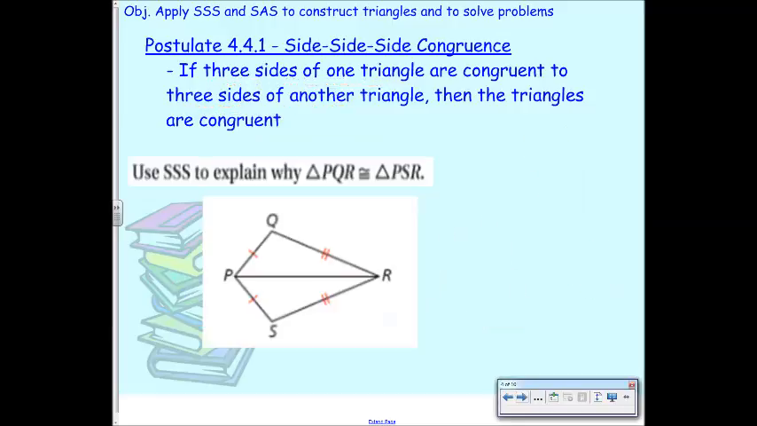So take a look at this proof right here. This question says use SSS to explain why PQR is congruent to PSR. So the first things I want to do, as always with the 2-column proof, are to write down my givens. And I don't have a list of givens here. I just have a figure with some dashes on it. But what do those dashes tell me? What do these dashes tell me about QP and PS?